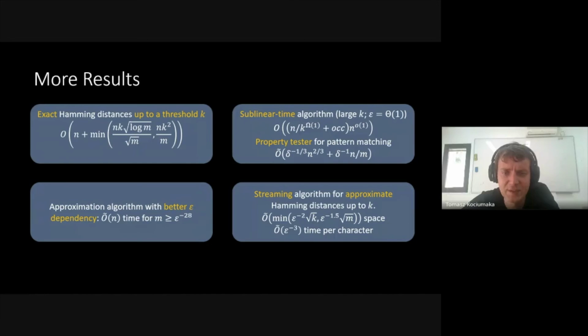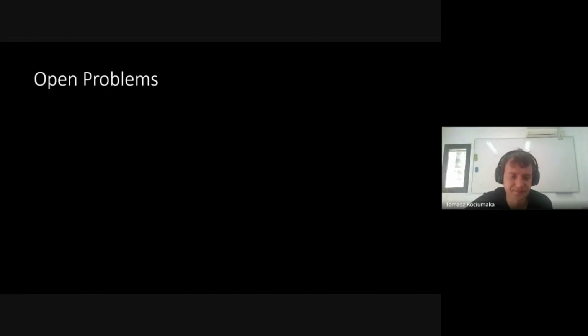And where k is large, we also managed to improve some epsilon dependency in the space complexity. And the running time is also quite good. It's epsilon to the minus 3 multiplied by some log factors, which are hidden here using the Õ notation. And in the last minute, let me just conclude with some open problems.